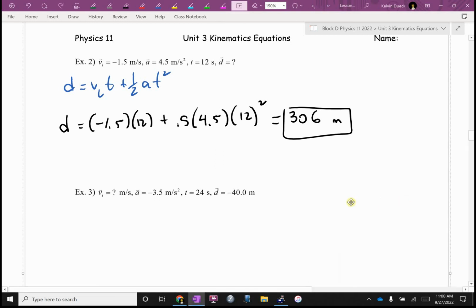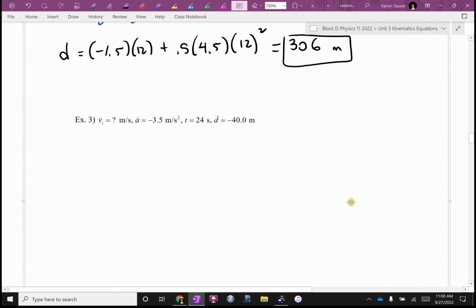Now we're going to take a serious jump. Tony, example 3, what are they asking me to find? VI. If this was a word problem, it would say something like, a car accelerates backwards at 3.5 meters per second squared for 24 seconds, and it ends up 40 meters behind from where it started. See all those negatives? How fast was it going to begin with? That would be the word problem. Which equation, Tony, has a VI, an A, a T, and a D in it? There's only one.